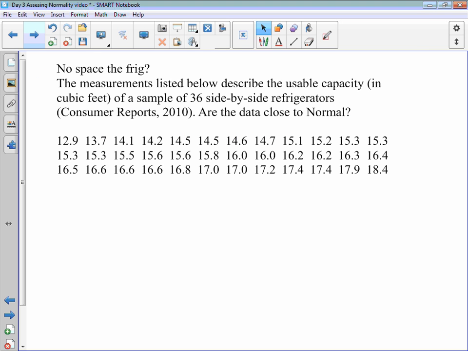So we have a data set. We have 36 data points. It's the amount of cubic feet of a sample of 36 side-by-side refrigerators. It comes from Consumer Reports in the 2010 issue. You can go look it up if you are unbelievably bored and have absolutely nothing else to do. So, are the data close to normal?